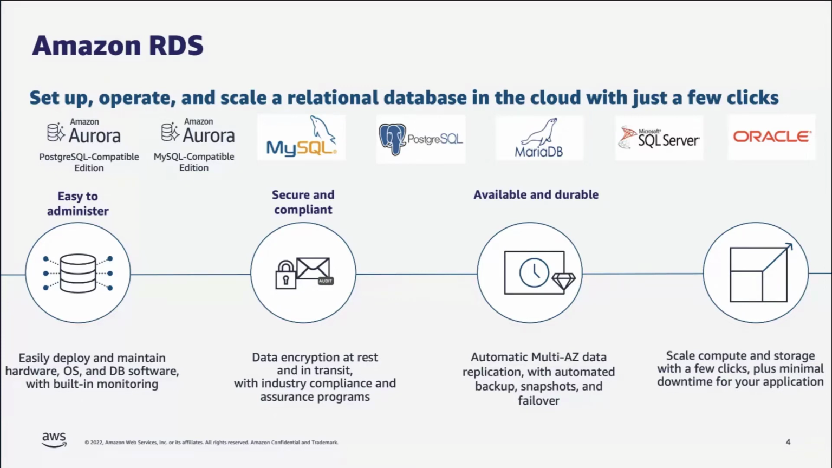It provides cost-efficient and resizable capacity while managing time-consuming database administrative tasks, freeing you up to focus on your applications and business. You can choose from several popular engines: Amazon Aurora with MySQL and PostgreSQL compatibility, RDS MySQL, MariaDB, PostgreSQL, Oracle, and SQL Server. So this means that the code, applications, and tools you already use today with your existing databases should work seamlessly with Amazon RDS.